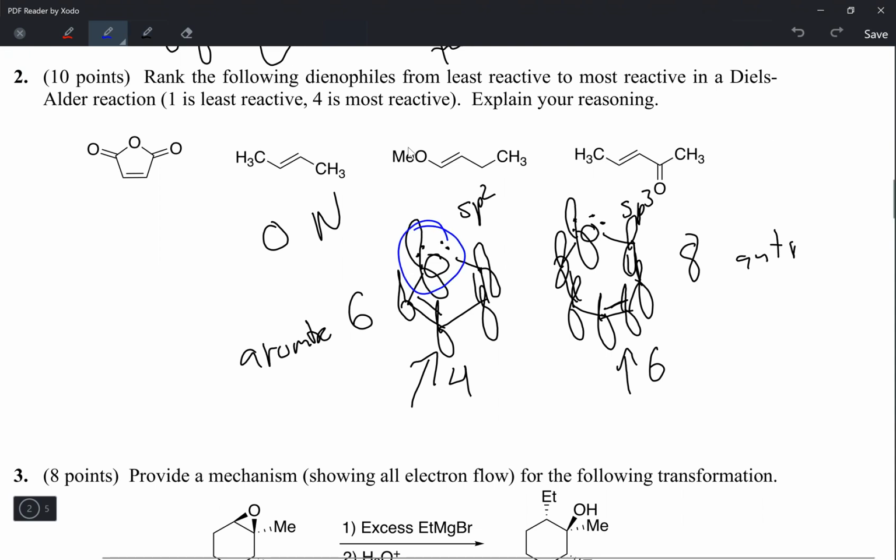So this oxygen here, the one that I circled in blue, let's say it wasn't sp2 and it was sp3. What would that make that molecule then? Non-aromatic as well. But it has an opportunity to become aromatic, and that's why it hybridizes to sp2, because being aromatic is more stable.